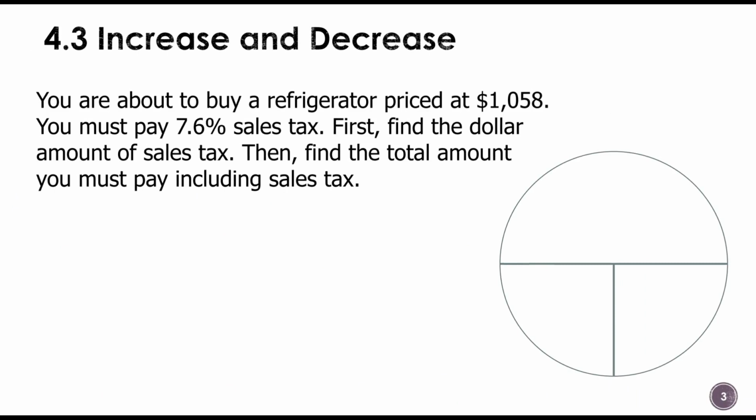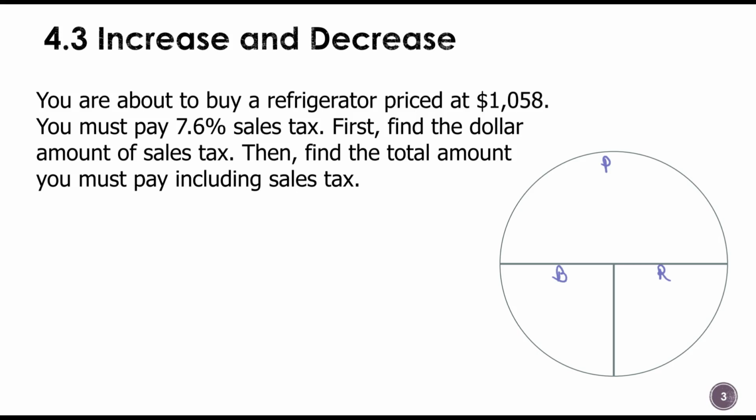So this one is kind of a straightforward question. It is a sales tax question, and so we definitely want to talk about that because sales tax is a real application that we probably deal with most days of our lives when we buy something. So it says you're about to buy a refrigerator priced at $1,058. You must pay 7.6% sales tax. That was the old Springfield sales tax. I believe it's 8.1 now. First, find the dollar amount of sales tax, then find the amount you must pay including sales tax.